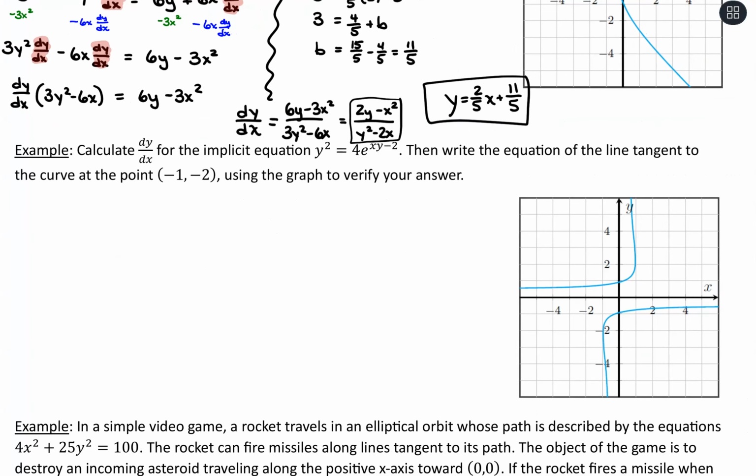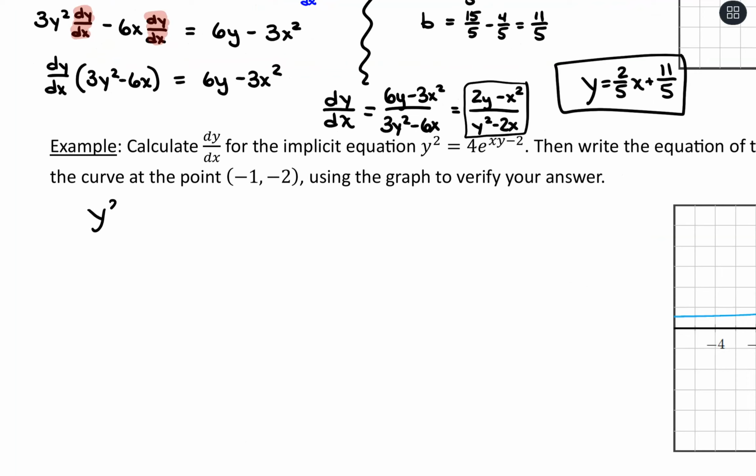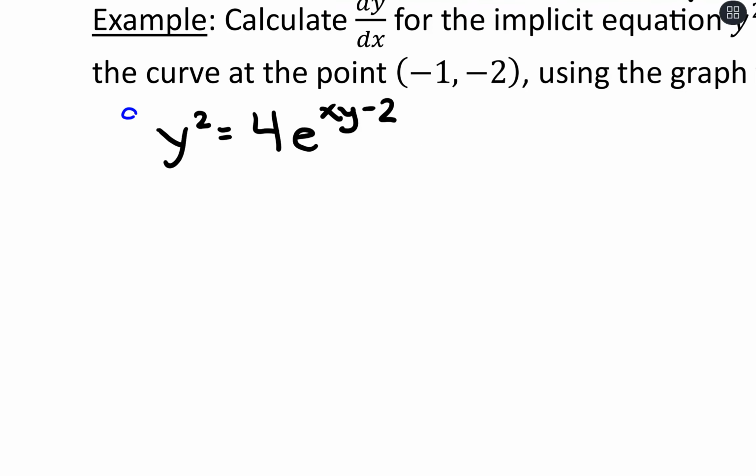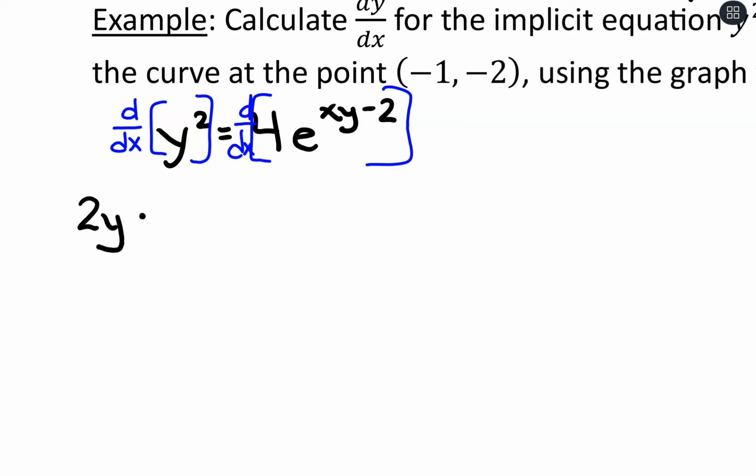Okay, our next equation here is y squared equals 4e to the xy minus 2. And we're going to take the derivative at the point (-1, -2), so that we can get the equation of the tangent line. Okay, so derivative with respect to x of both sides. The exponent of 2 would give us 2 times y, and then we would have the derivative of the inside function, so dy/dx.